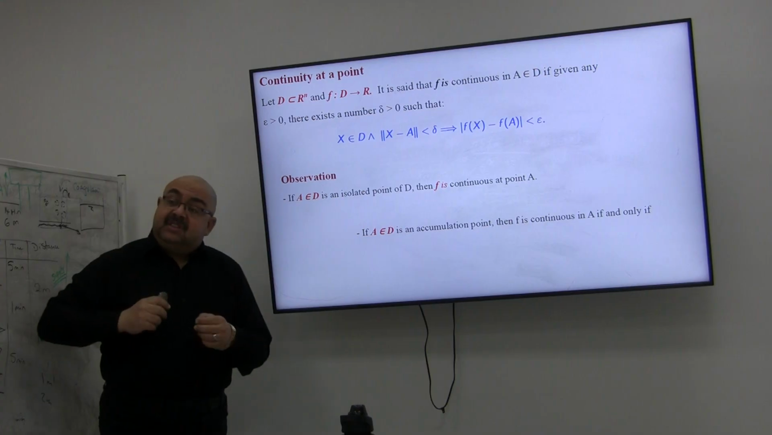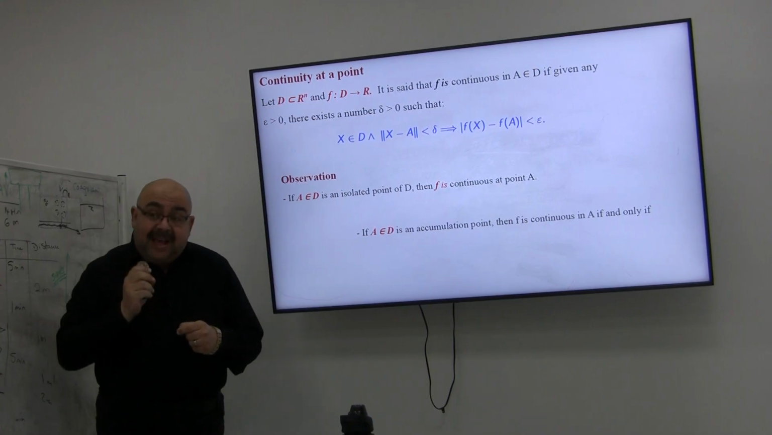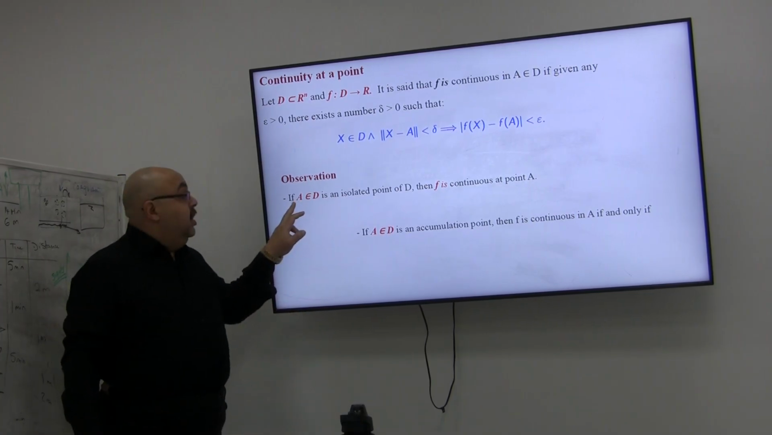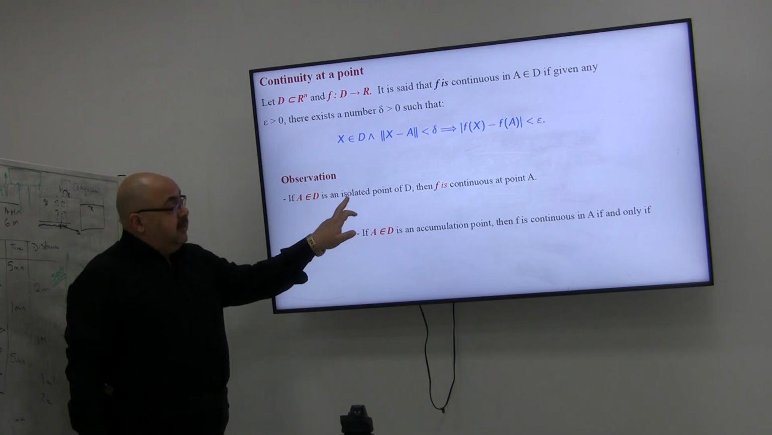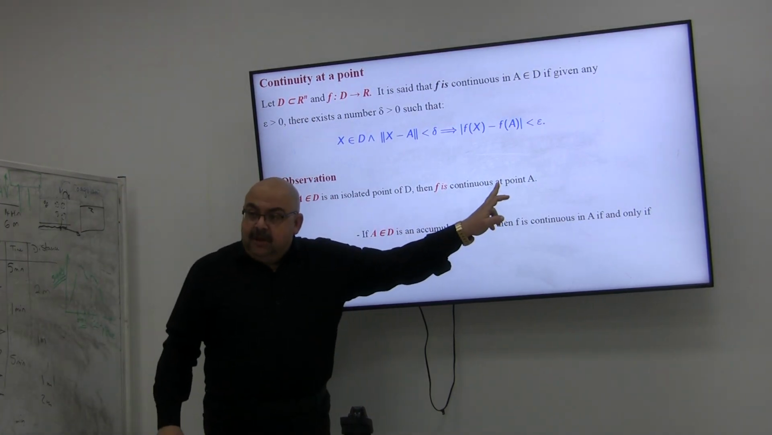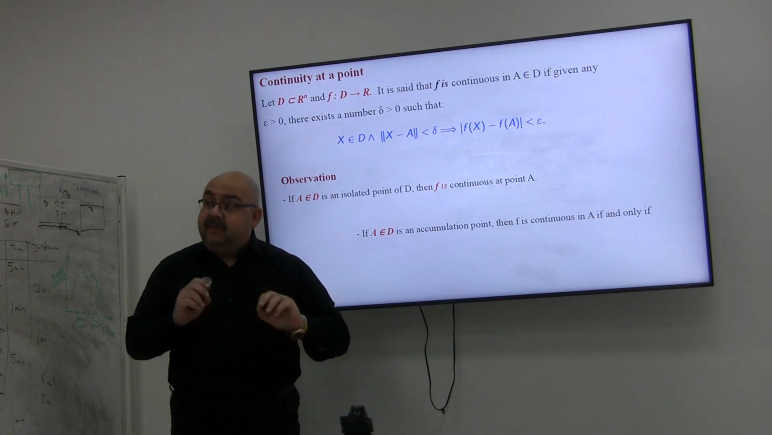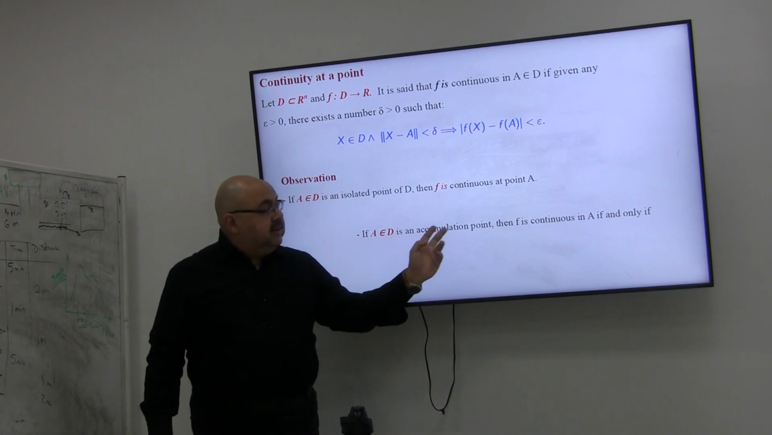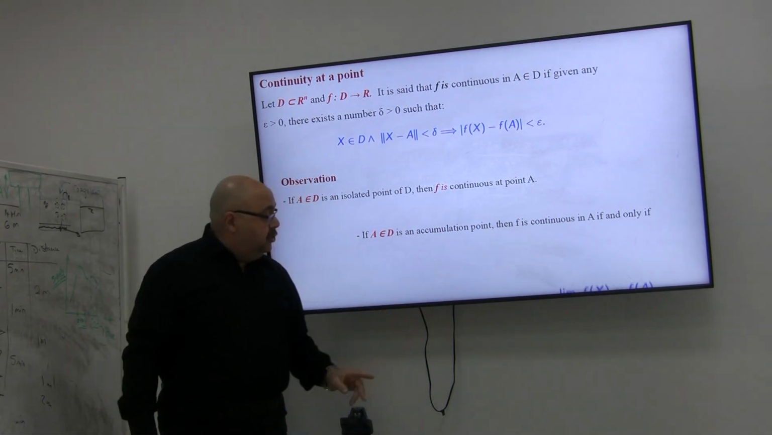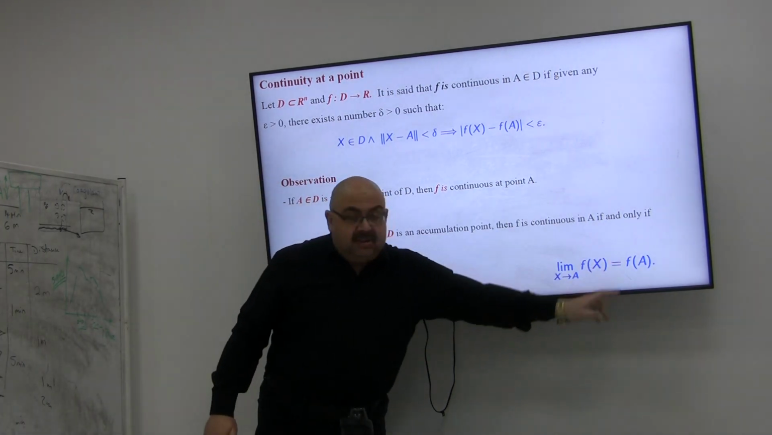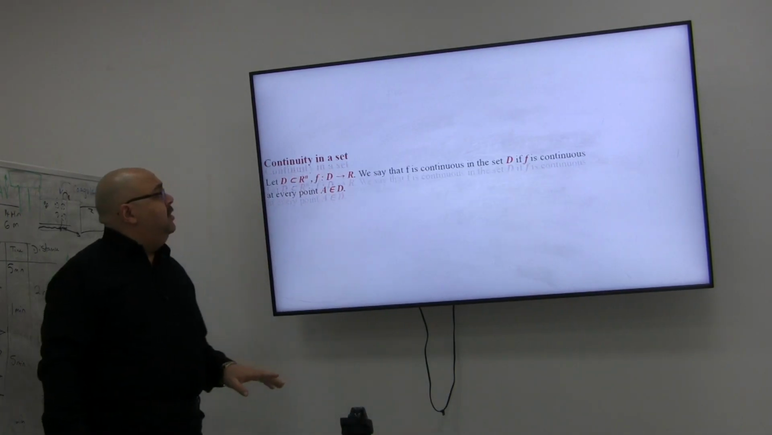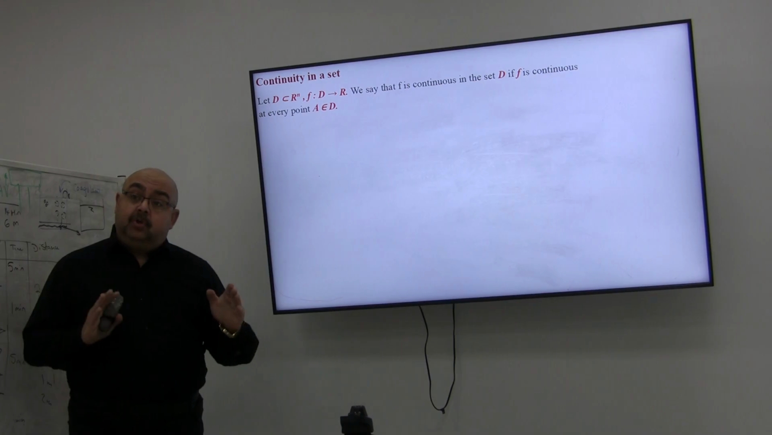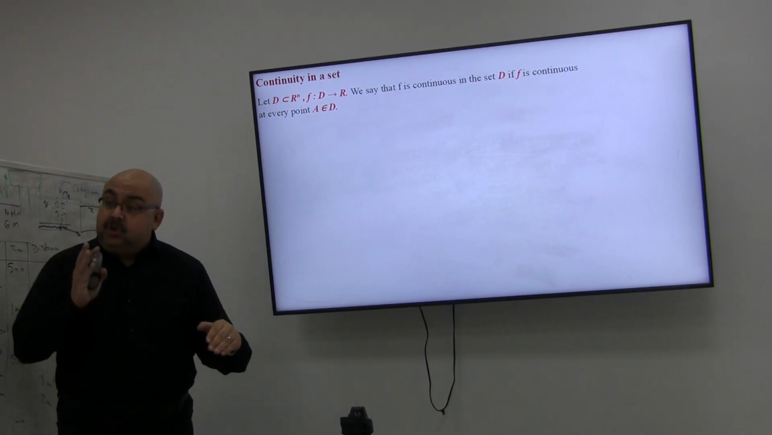Also, if it is required to choose a correct answer in some multiple choice questions, this statement is really very important. If a belongs to the domain and it is an isolated point, the function is continuous at point a. So if you have an isolated point, the function will be continuous at this point. Also, if a is an accumulation point, then f is continuous at a if and only if the limit exists and is equal to f(a), which is mainly the main definition. This is the condition at a point. In order to have a function continuous in a set, it has to be continuous at each point belonging to this set.